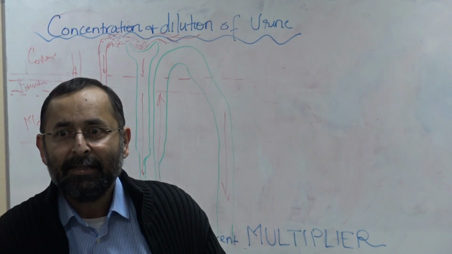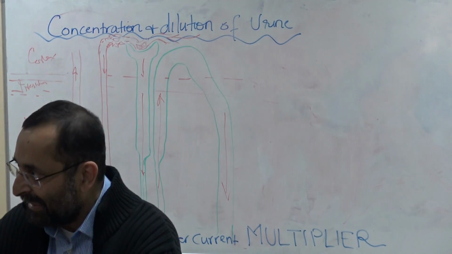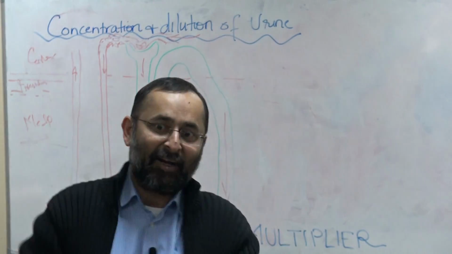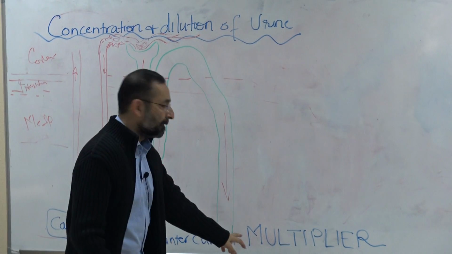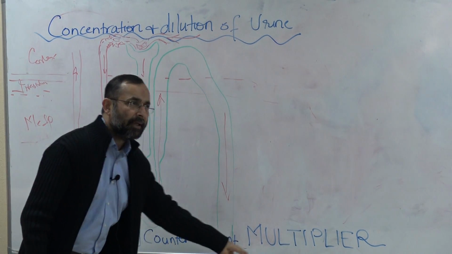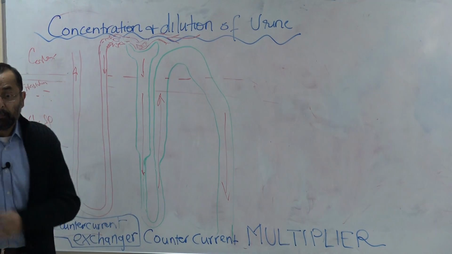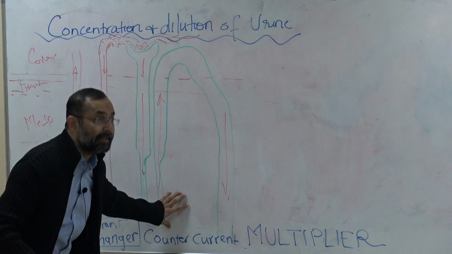What is it multiplying? It is multiplying the solutes in that region. By multiplying the solutes, you are increasing the concentration and attracting the water. So this is the whole idea of the countercurrent multiplier, the nephron, that produces a very high osmolality in the interstitium.